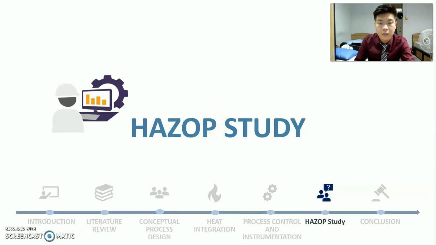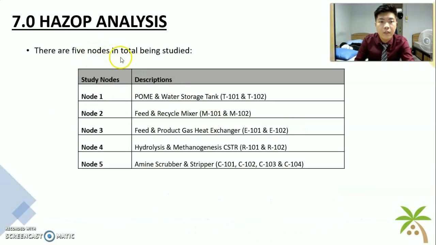Alright then, for the hazard study, there are 5 NOCs in total that are being studied, which are NOC 1, storage tank, NOC 2, mixer, NOC 3, heat exchangers, NOC 4, reactors, NOC 5, scrubber and strippers. But in this project presentation, I'll be discussing only NOC 1, which is the storage tank of formic acid and water.